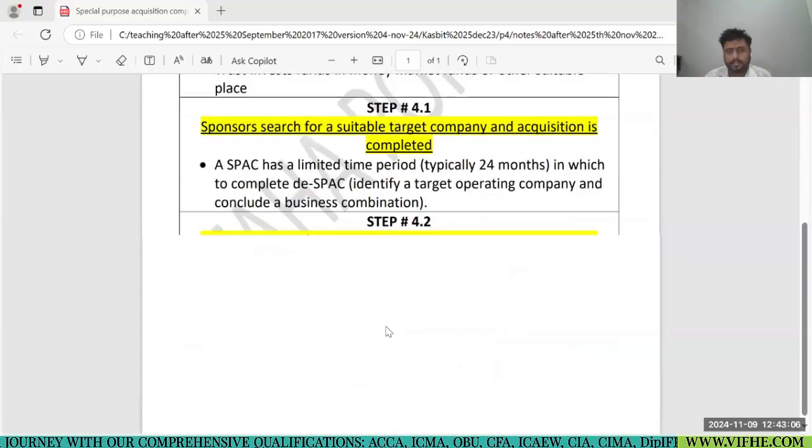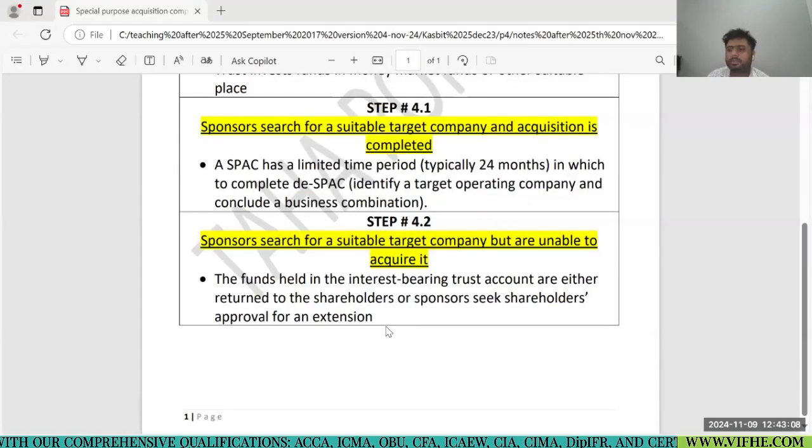Okay, again, keep things simple, don't go into too much detail. ACCA is not expecting you to know a lot. And the sponsors must be the majority shareholders, most likely yes.